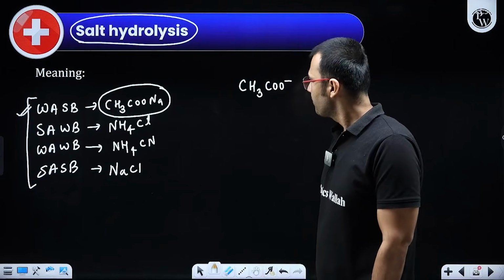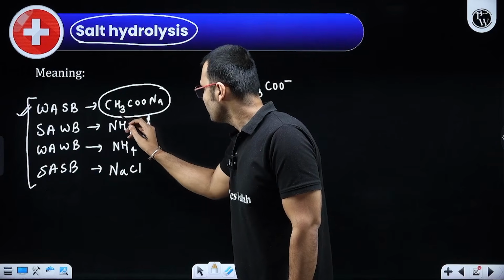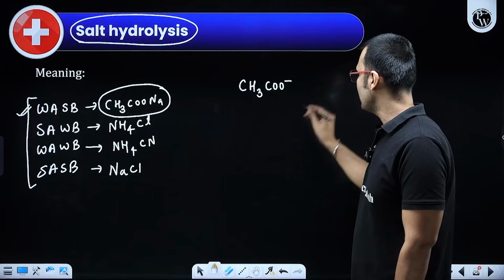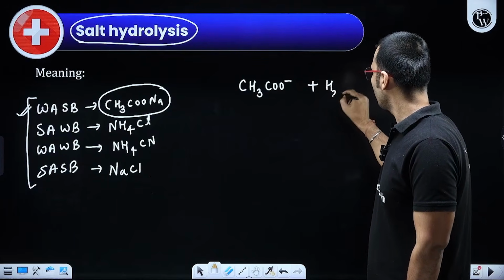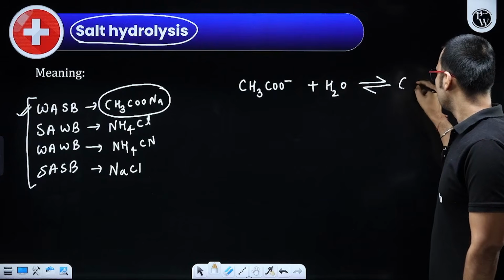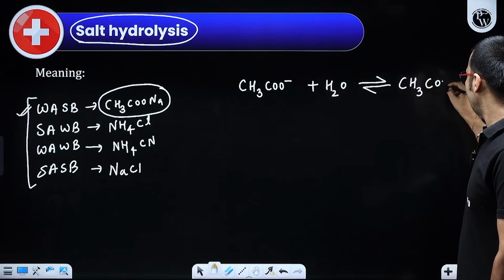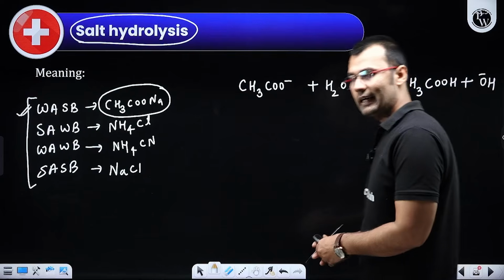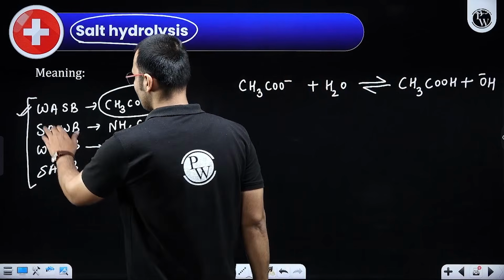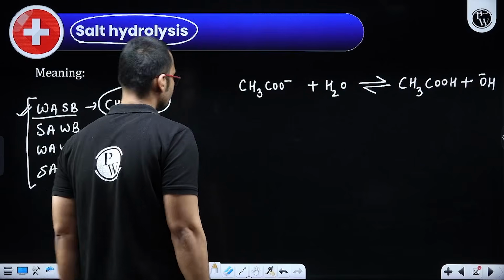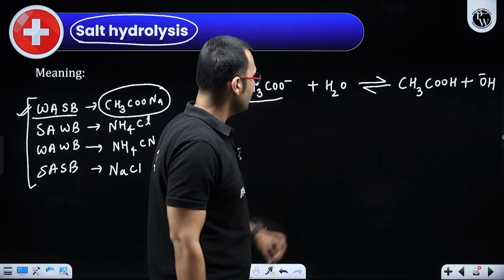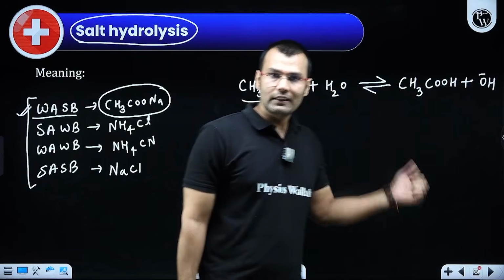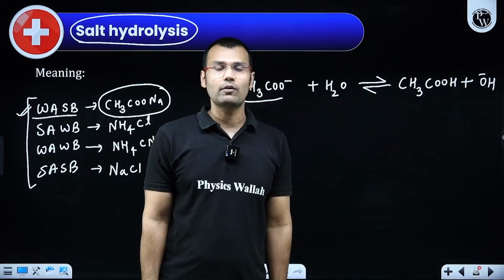But out of CH3COO minus and Na plus, the anionic part, that is CH3COO minus, will combine with water molecules to produce some acetic acid along with some OH minus ions. So in the case of a weak acid strong base salt, the anionic part of the salt will combine with water to give you this molecule and OH minus. Now this process is called salt hydrolysis.